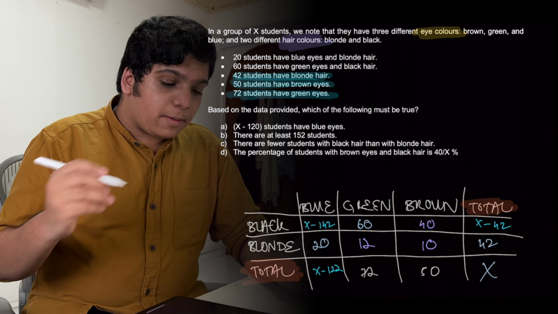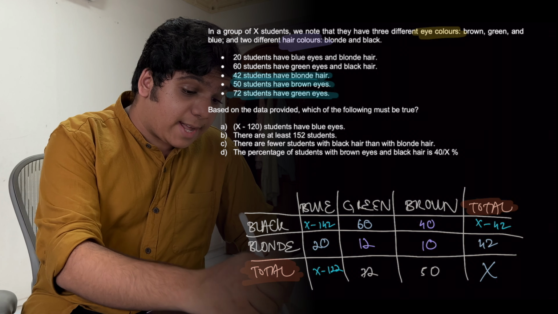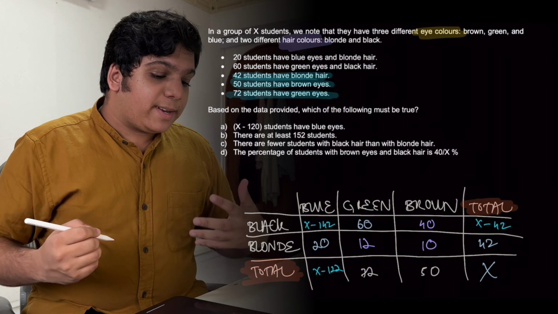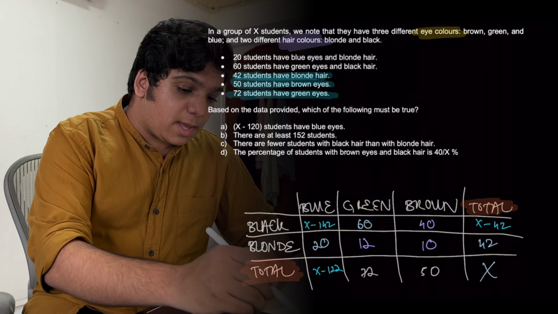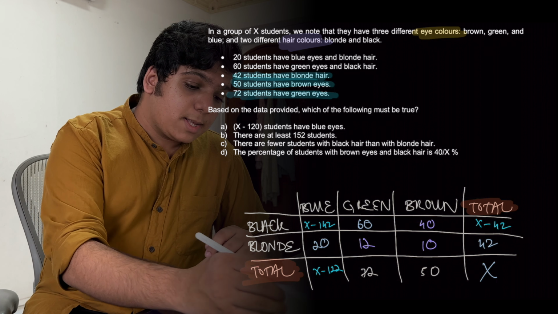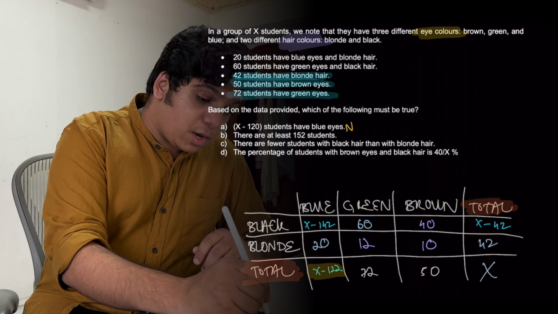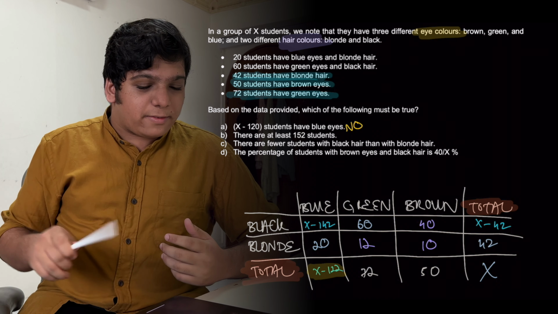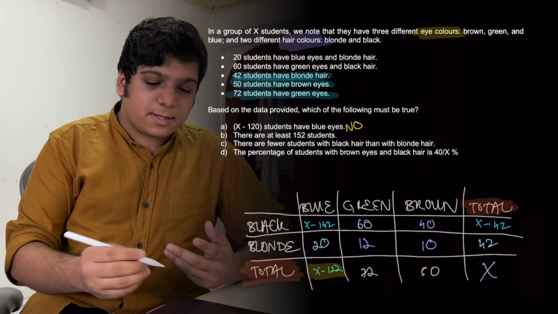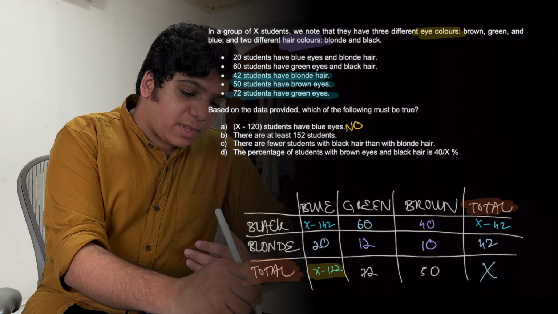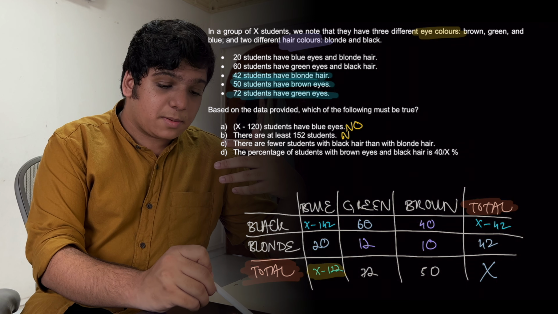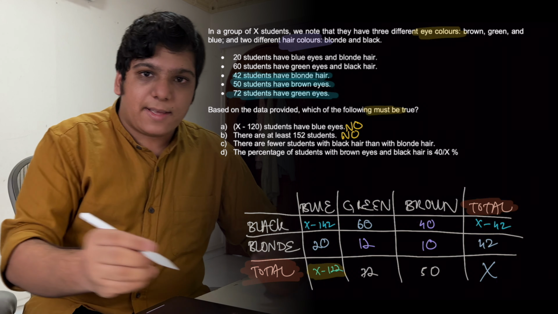Okay, so now that I have all my information with me, I can go on and start analyzing which option is correct. Firstly, X minus 20 students have blue eyes. As we discerned just a moment ago, that's X minus 122. So this is a no. For the second option, that there are at least 152 students, though that may be right, we can't really say that because we don't know X. So this will be no. The question explicitly says that our statement must be true. So again, that's why it's no.